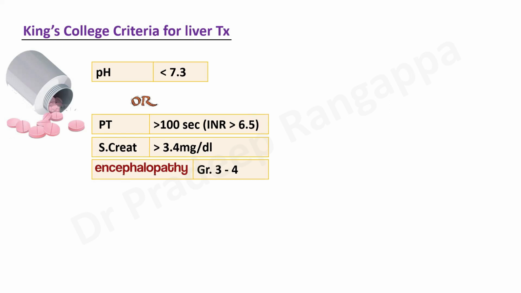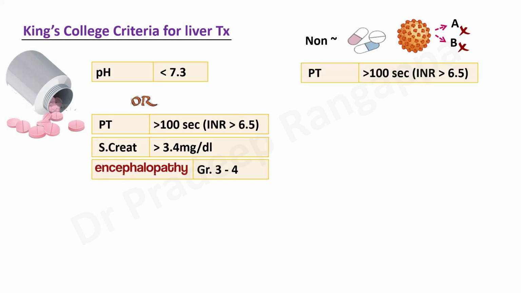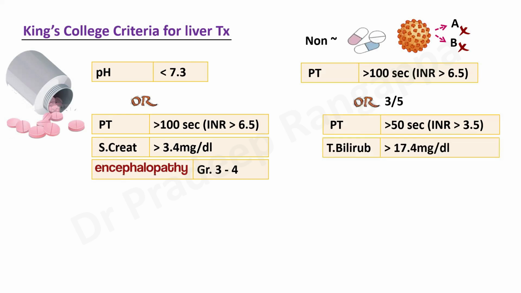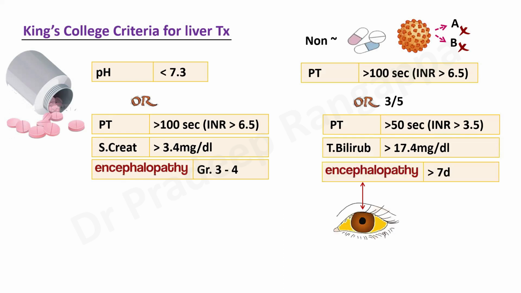For non-paracetamol, the transplant criteria are based mainly on INR. If it is a non-drug cause, like hepatitis B, INR more than 6.5 is a criterion for transplant, or 3 out of 5 of these criteria: INR more than 3.5, bilirubin more than 17.4, encephalopathy present for more than 7 days, and encephalopathy onset more than 7 days after the jaundice. So these are some of the criteria which are even now considered standard criteria for sending patients for transplant.